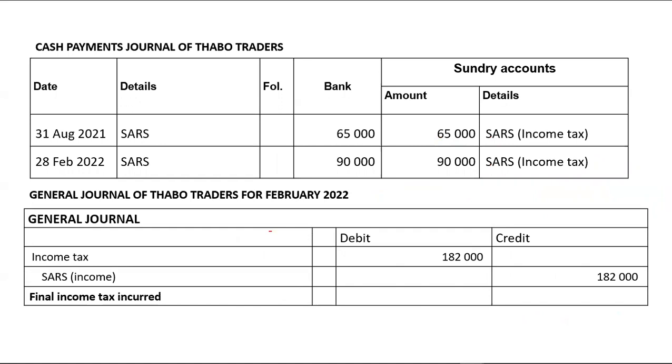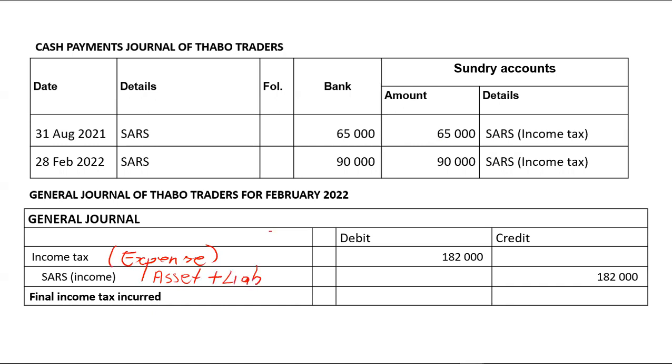Please note that we debit income tax because that is an expense. We created SARS income tax because this could be an asset. So it reduces our assets, and again, it created the liability.